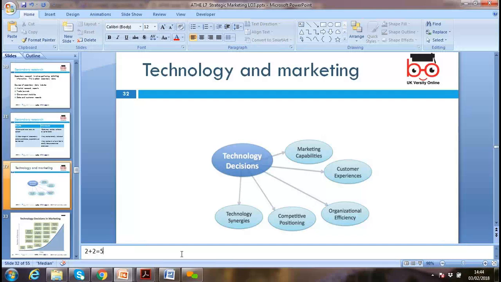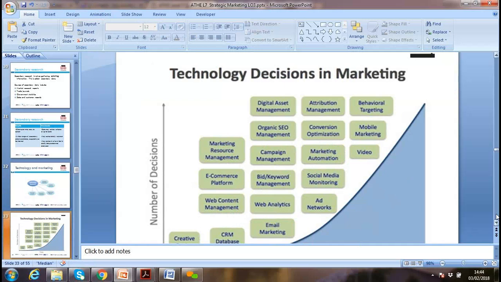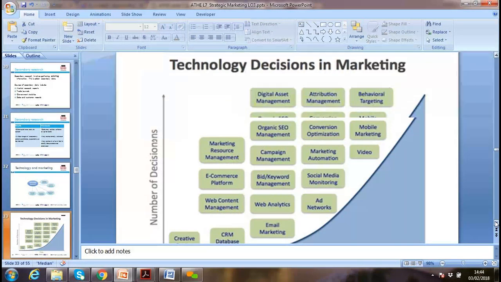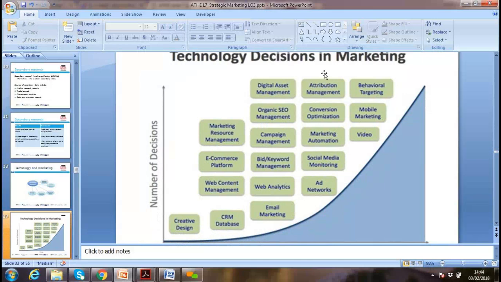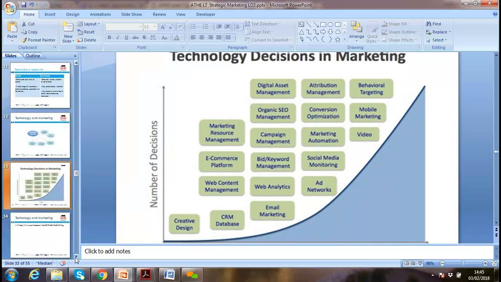Any questions? No, sir. So marketing capabilities, customer experience, organizational efficiency, competitive positioning, all of these technology will help us to achieve. Technology decisions in marketing: marketing resource management, e-commerce platforms, a number of decisions we can make based on technology. Technology can be quite useful to obtain information and build different databases. We can use it like CRM, customer relationship management, and different software.